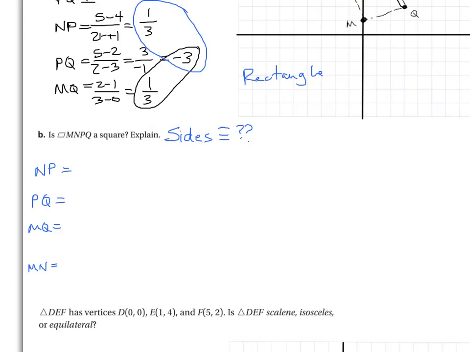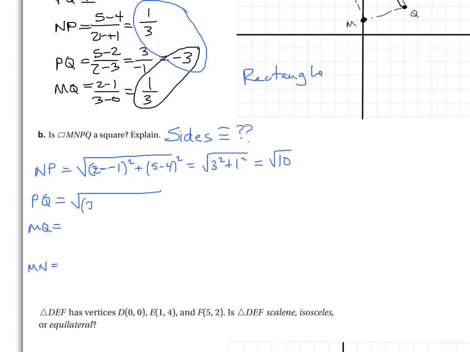Okay, so NP, I would take the square root of -2 minus -1 squared plus 5 minus 4 squared, which is going to be essentially 3 squared plus 1 squared. 3 squared is 9, 1 squared is 1, 9 and 1 is 10. Now, PQ. I want to find the distance of PQ.